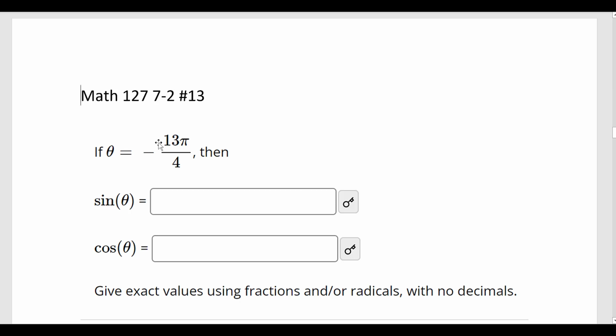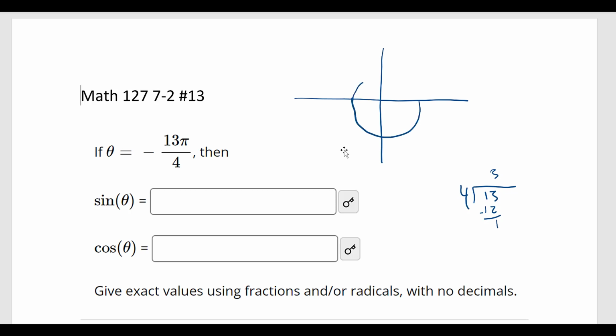It says if theta is negative 13 pi over 4, what is sine of theta and what is cosine theta? So again, it's negative. We're going to go in the opposite direction. And 13 pi over 4, if you say 4 into 13, it's going to go 3 times with the remainder of 1. So basically that's negative pi, negative 2 pi, negative 3 pi, and then up to here. So reference angle is pi over 4.